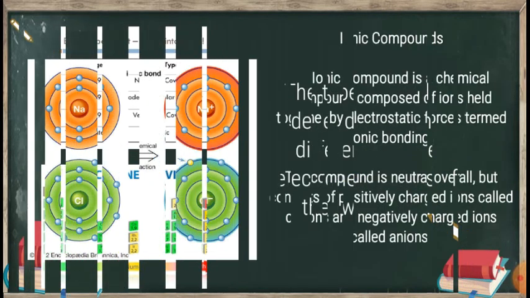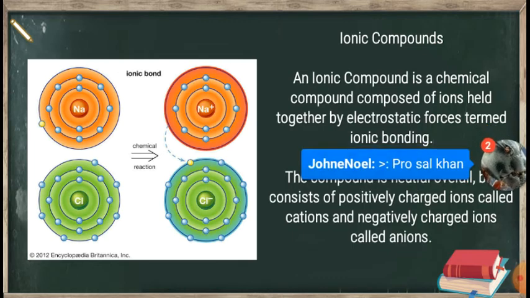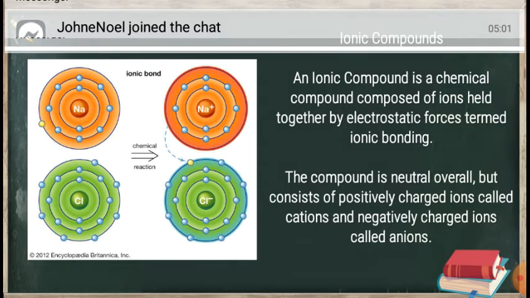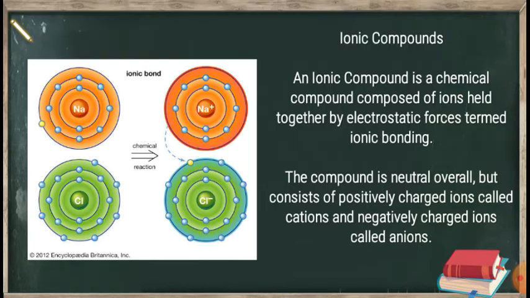Now let's move on to the next one. The next one is ionic compounds. An ionic compound is a chemical compound composed of ions held together by electrostatic forces termed ionic bonding. The compound is neutral overall but consists of positively charged ions called cations and negatively charged ions called anions.